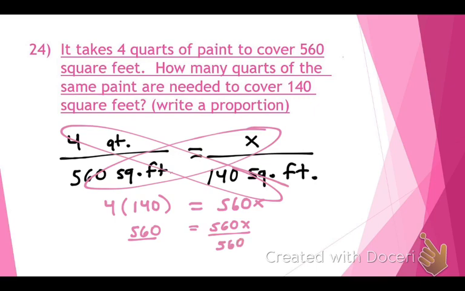Okay, we're going to divide both sides by 560. We know that 560 over 560 equals 1. So on that side, I'm left with just plain old x equals what? 1 what? 1 quart is correct. Once again, go back to your original question where it says how many quarts of the same paint are needed to cover 140 square feet. So that would be the correct answer.